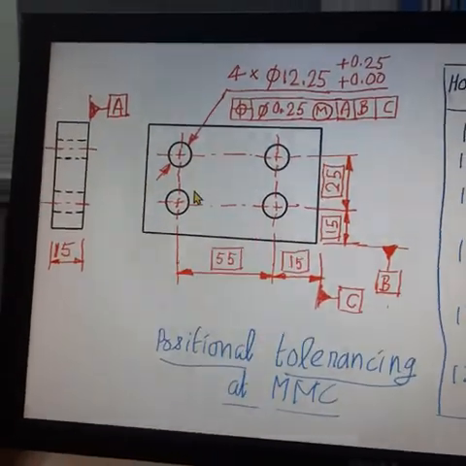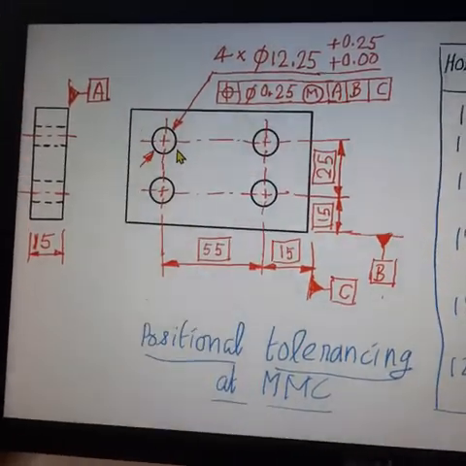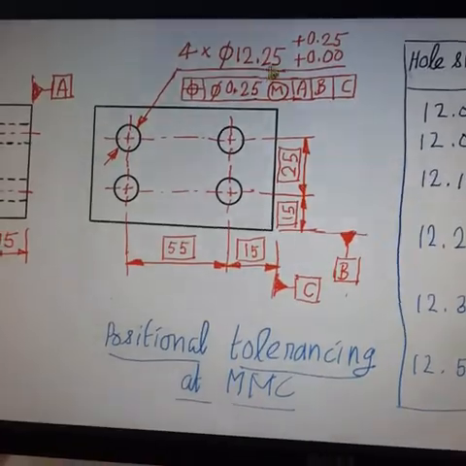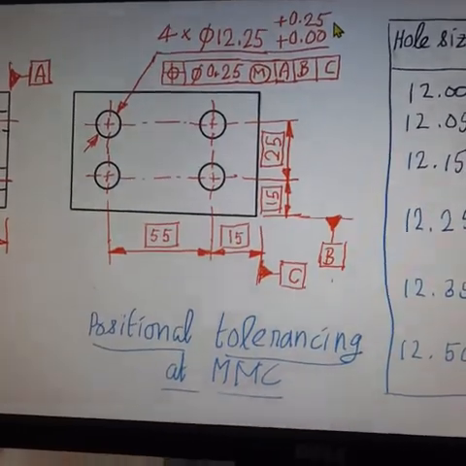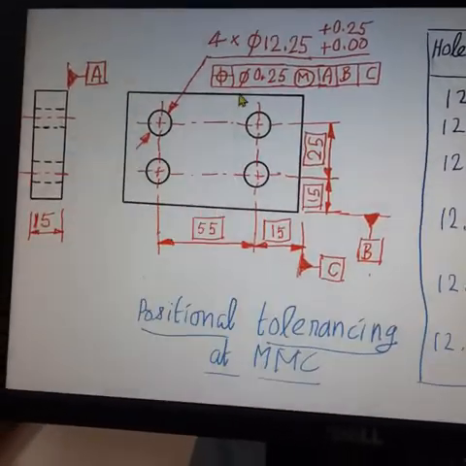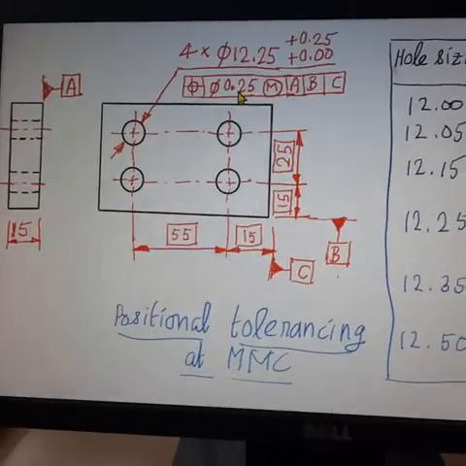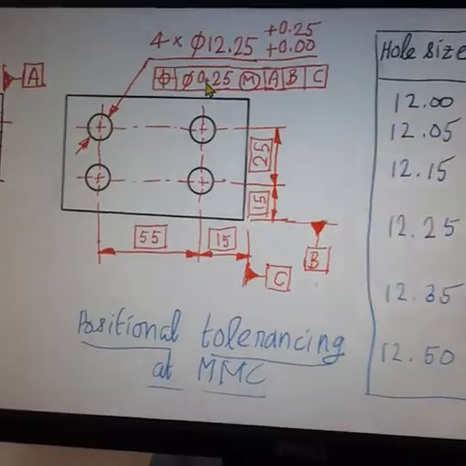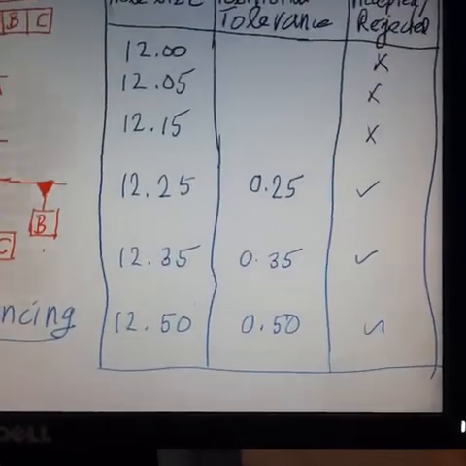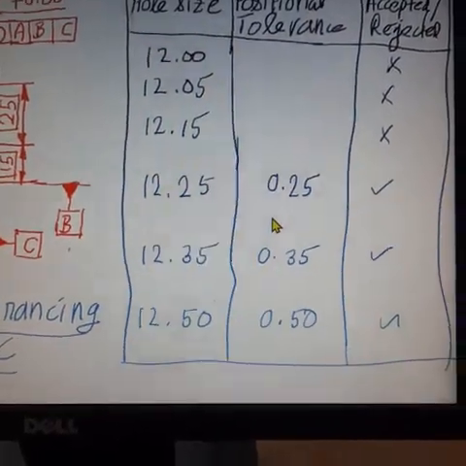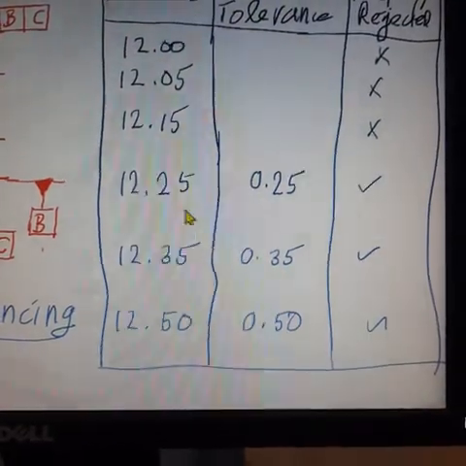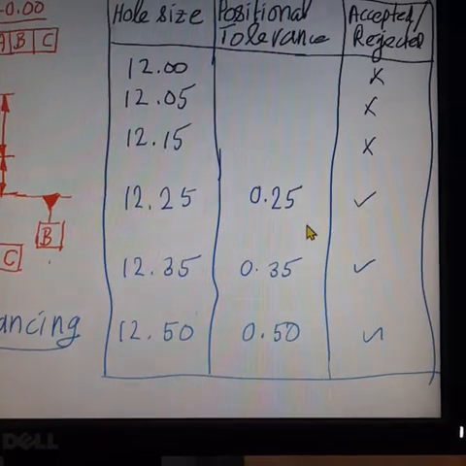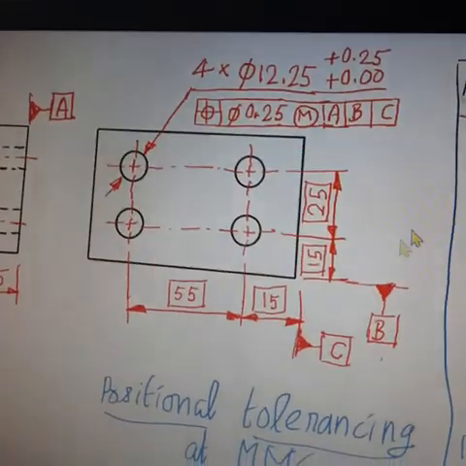So the holes can be drilled between the lower limit of 12.25 and the upper limit of 12.5. The applicable value of position tolerance changes as the hole size changes from the MMC size of 12.25. This table gives you the applicable value of position tolerance. When the hole is finished to 12.25, which is the MMC size, the applicable value is 0.25 as per this drawing.